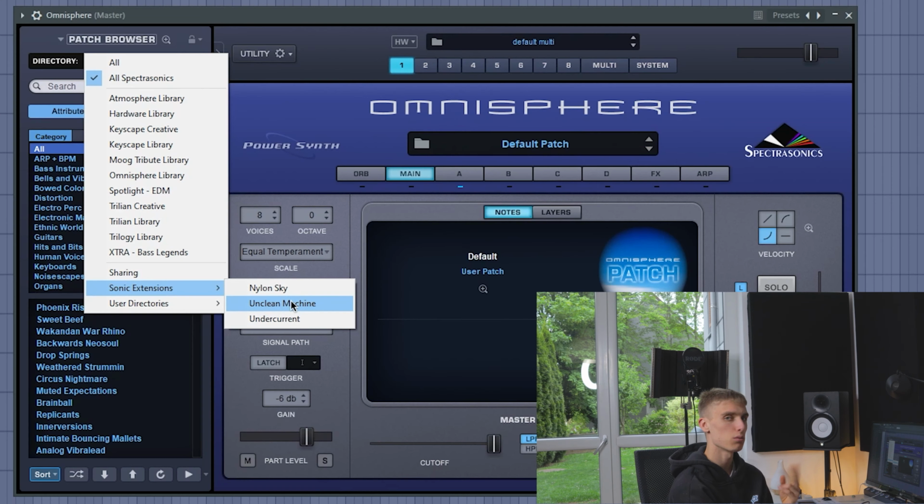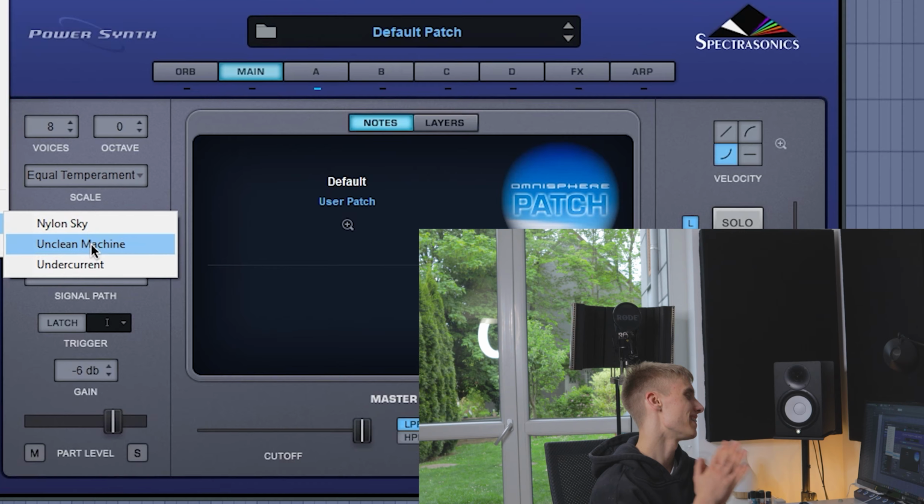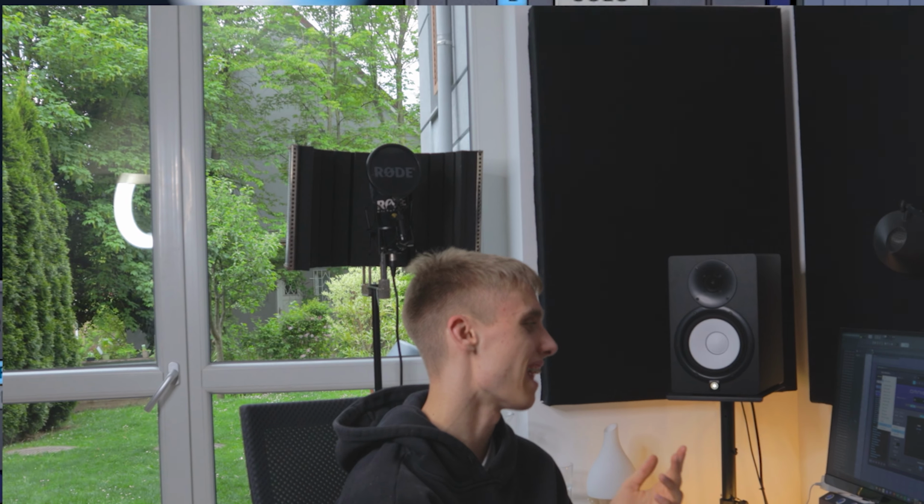And surprisingly, these are sound banks that nearly nobody knows about, although they're in Omnisphere. They do not come with Omnisphere, you gotta buy them, but they work in Omnisphere and come with their own effects, their own parameters to tweak. The two Pvlace was talking about are the Undercurrent and the Unclean Machine. But he was especially suggesting this Unclean Machine library.